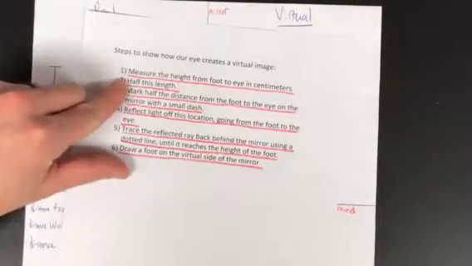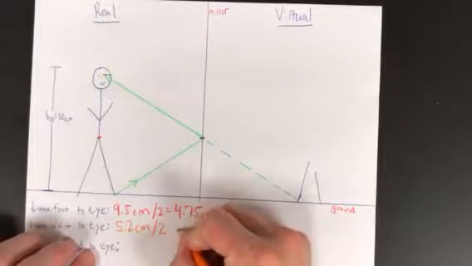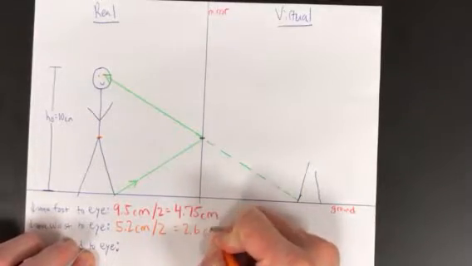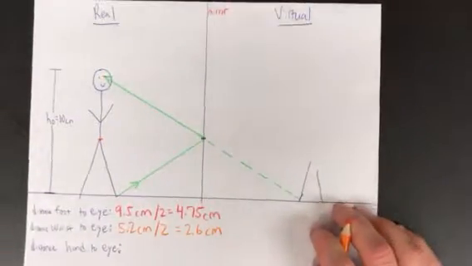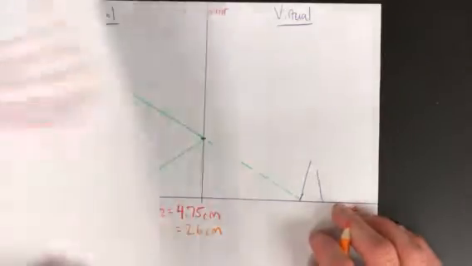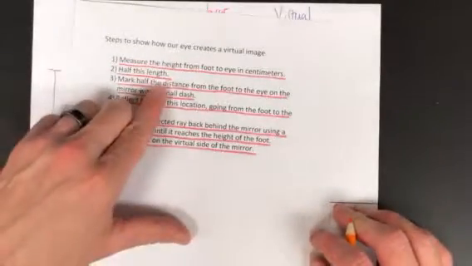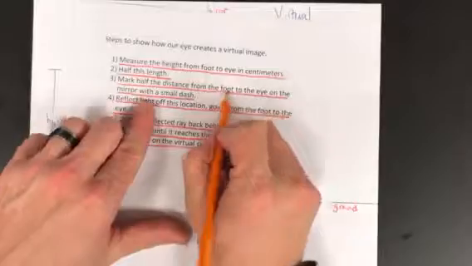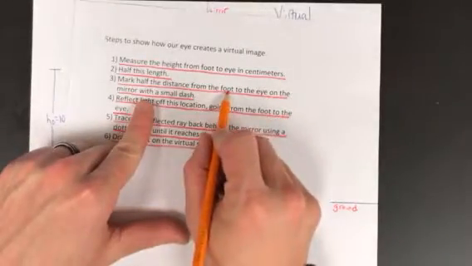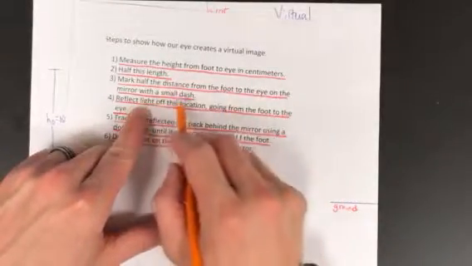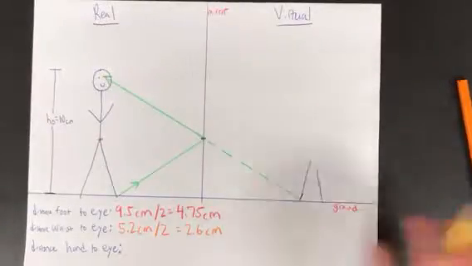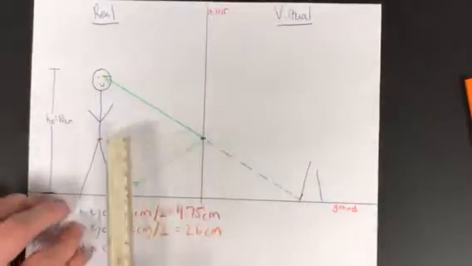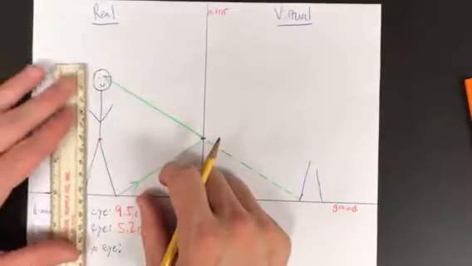Step two is to half this length. So I get 2.6 centimeters. You could half your own length, whatever it was. Step three, remember, mark half the distance from the, well, we're not going to do the foot now. We're going to do half the distance from the waist to the eye on the mirror with a small dash. Okay, so we want to measure 2.6 centimeters up from the waist to the eye.